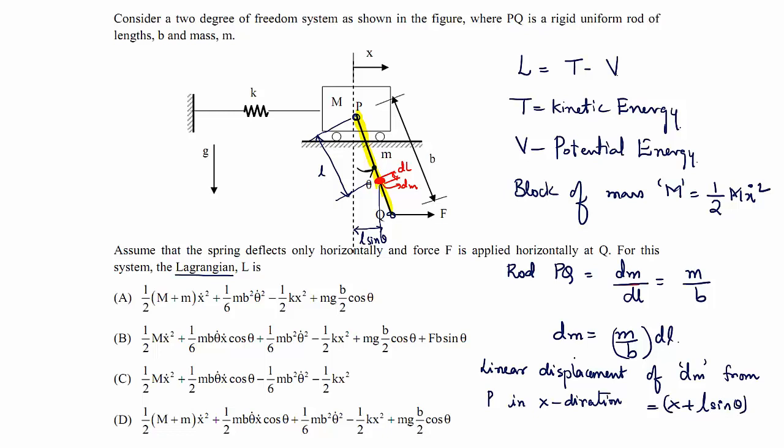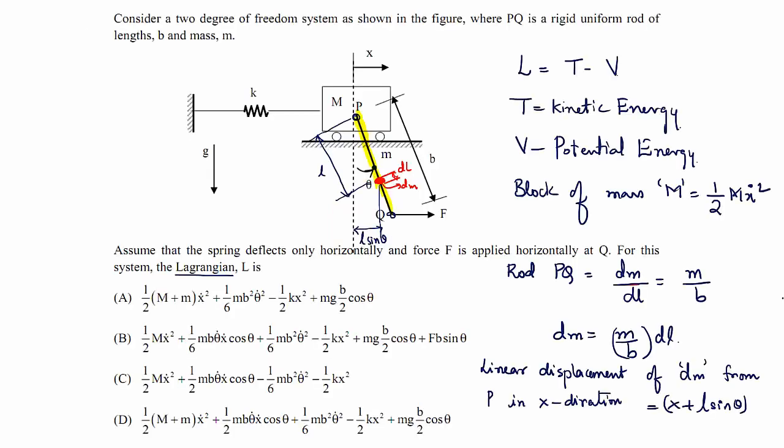Now velocity will be the differentiation of this term. Velocity is equal to x dot plus the derivative of L sine theta. L is constant, and the derivative of sine theta is cos theta into theta dot. So L cos theta into theta dot will be the velocity term, giving x dot plus L cos theta theta dot.